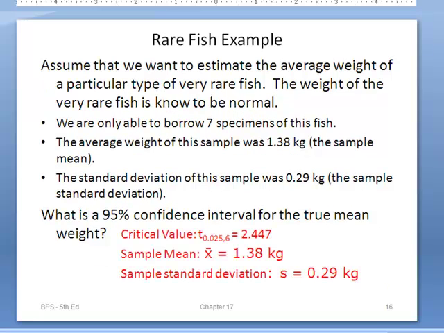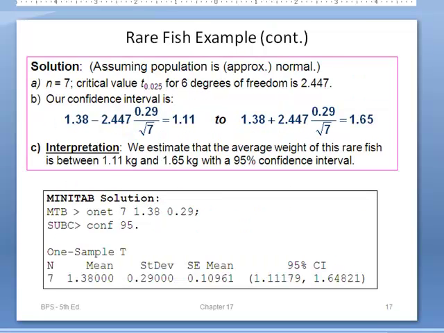So our critical value for this is 2.447. The sample mean is 1.38, and the sample standard deviation is 0.29. All of these are given by what they asked and what was given in the problem. Putting them into the formula and doing this by hand, you would just use your formula: X bar minus our critical value times the standard error. We just add the critical value times the standard error. And we now have the interpretation. We estimate that the average weight of this rare fish is between 1.11 kilograms and 1.65 kilograms with a 95% confidence interval.